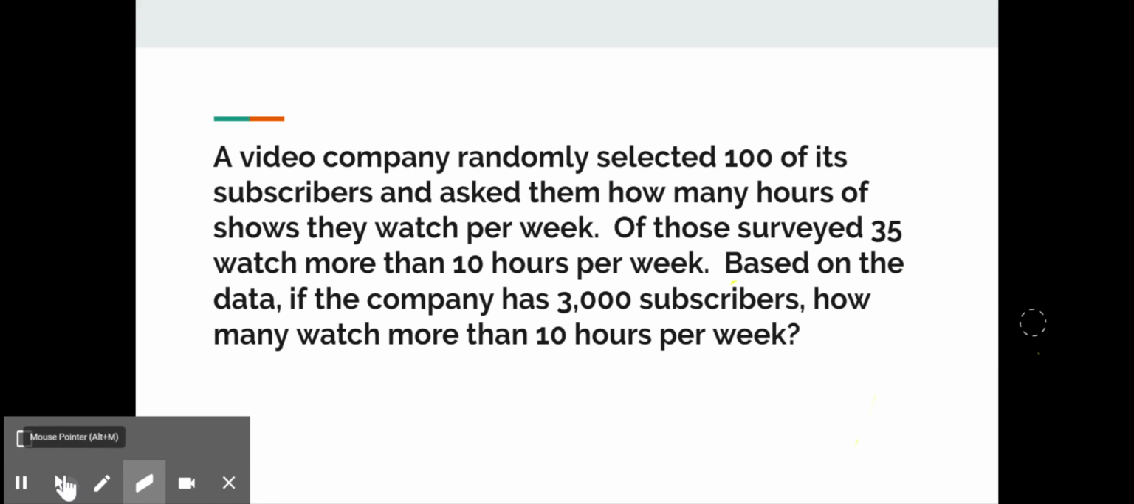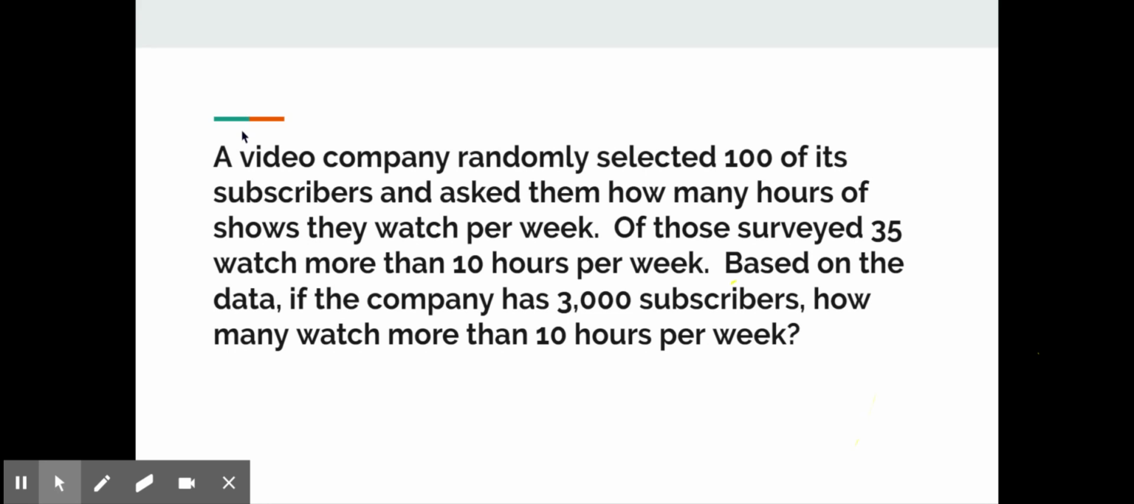Okay, so our first example says that a video company randomly selected 100 of its subscribers and asked them how many hours of shows they watch per week. Now, of those surveyed, 35 watch more than 10 hours per week. Based on the data, if the company has 3,000 subscribers, how many watch more than 10 hours per week?